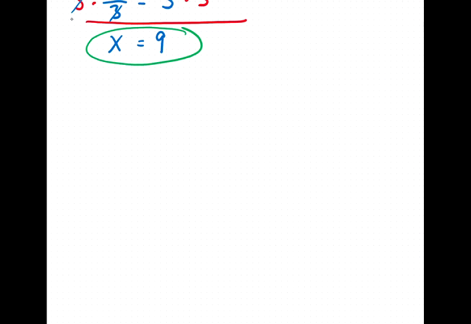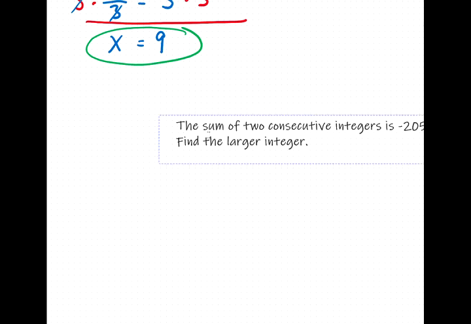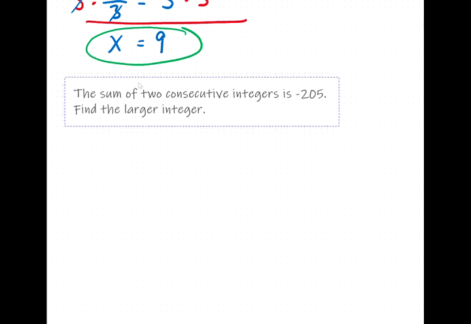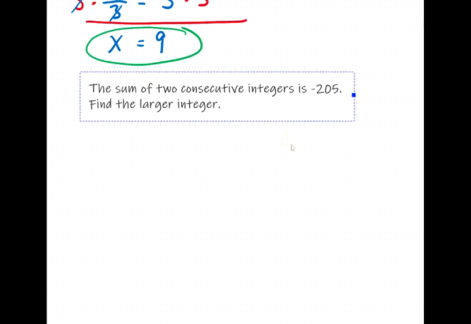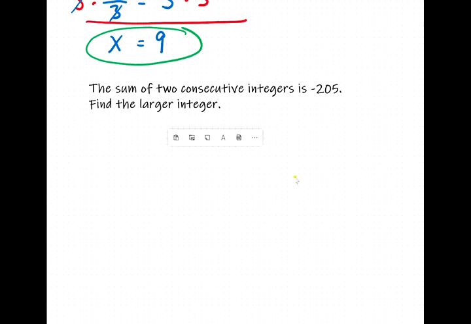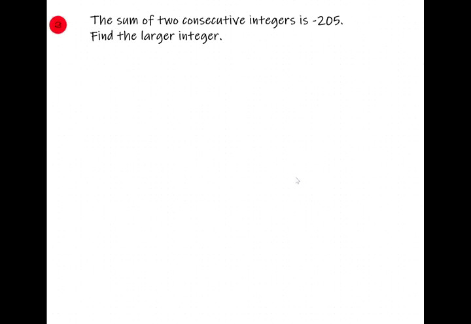And so I'm just going to copy in number 2. The sum of 2 consecutive integers is -205. Find the larger integer.